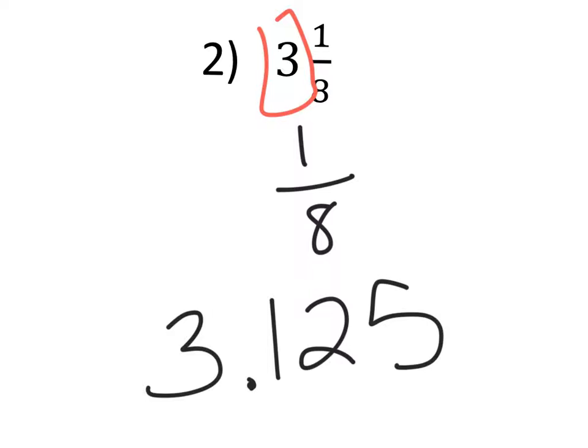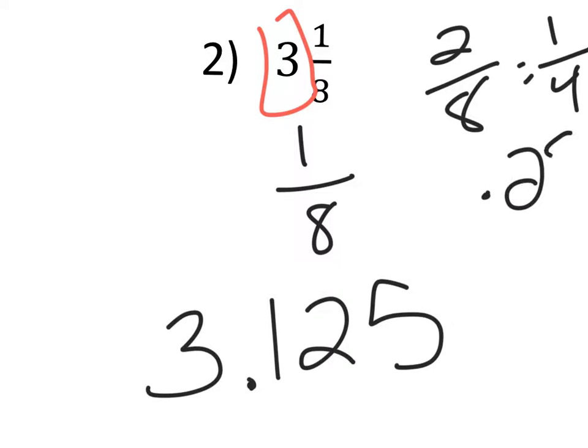125 thousandths. I might forget, and I could say, well, I know 2/8 is equal to 1/4. 1/4 is 25 hundredths. So if I think, well, if 2/8 is 25 hundredths, what is half of that? And the half of that is our 125 thousandths.